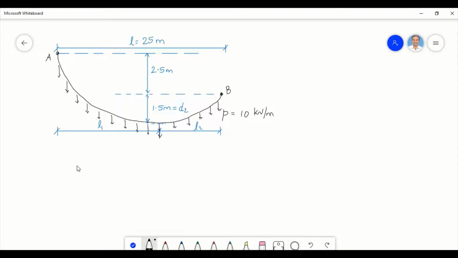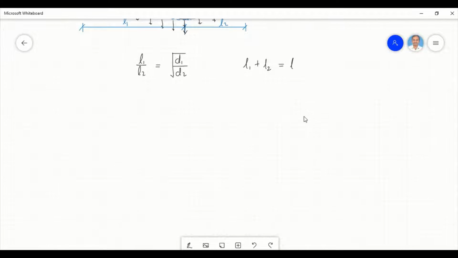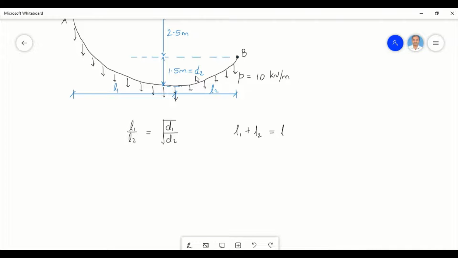We will start with the expressions. Since the supports are at different levels, we know the expression L1 by L2. This ratio must be equal to the ratio of D1 power 1 by 2 and D2 power 1 by 2. We also know that L1 plus L2 must be equal to the span between A and B. We know the value of D2. We will find L1 and L2 from these two expressions.